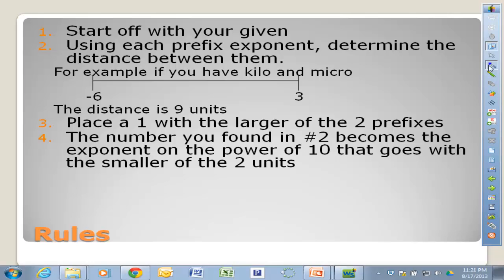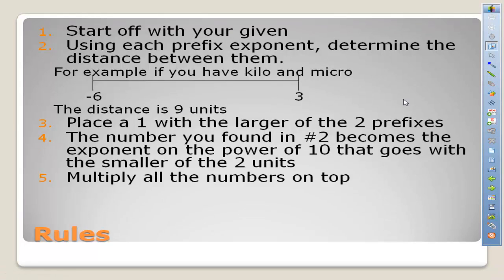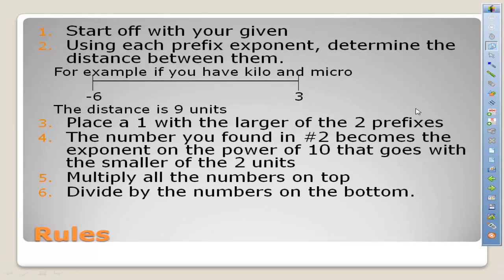The other thing I want to stress about this 9 units is that when I come down here to number 4, that 9 is really going to be a 10 to the 9th. And you will only have positive exponents. We are positive in science. We're never going to be negative individuals. So the distance that we find on that number line is used in the exponents in number 4, but it's always going to be a positive value. Any numbers that are located on top, we multiply, and any numbers that are located on the bottom, we divide.